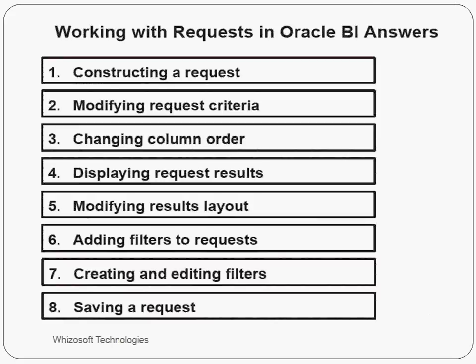Changing column order, that's a feature where you can move your columns as required in the UI for reporting. You may want the year field in the beginning of the report, and you want the dollar values in the end. So all kinds of formatting and restructuring can be done. Displaying request results. Once you are done with the settings, you could look at the results, modify the layout. You could add additional filters to the request, creating and editing filters.